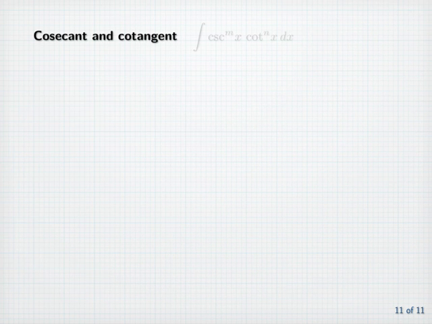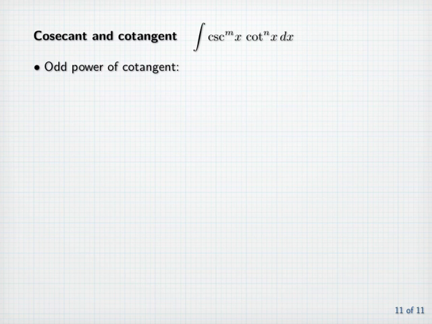Cosecant and cotangent. It turns out that the integral of a power of cosecant x times a power of cotangent x dx can be handled in a manner that's completely parallel to how we handle the analogous integral involving secant and tangent. So we'll just summarize these parallel techniques. If we have an odd power of cotangent and at least one factor of cosecant, we can put a cosecant x times cotangent x together with dx and make the substitution u equals cosecant x.